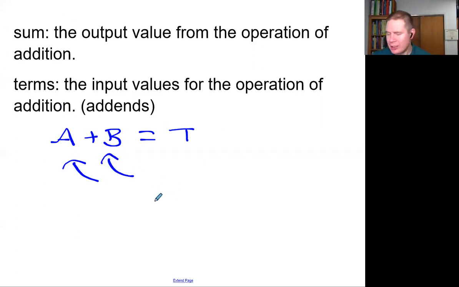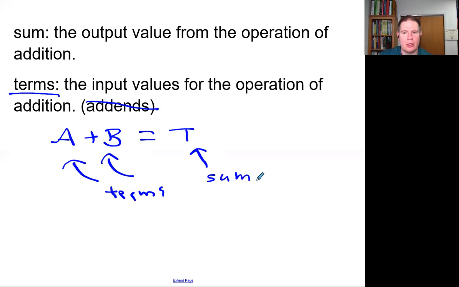But once we get into algebra, we don't really use this word much anymore. Some teachers like that word. I'm not a big fan. Once we get into algebra, we refer to them as terms. So we'll talk about like terms in a little while. So we call these the terms. And then this thing over here is the sum.